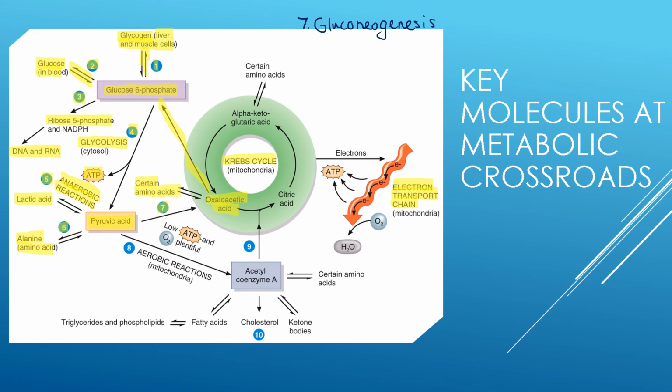And then lastly, reactions 8 to 10 are going to be involved in the role of acetyl coenzyme A. So first with number 8 here, if ATP is low, but oxygen is really plentiful, then through aerobic reactions, pyruvic acid is converted into acetyl-CoA.